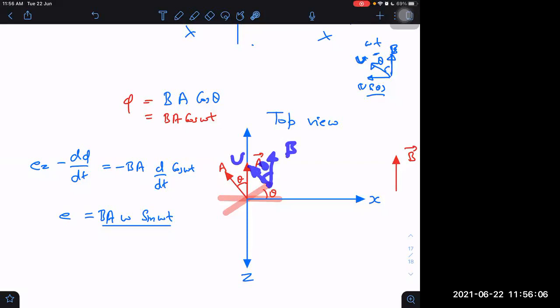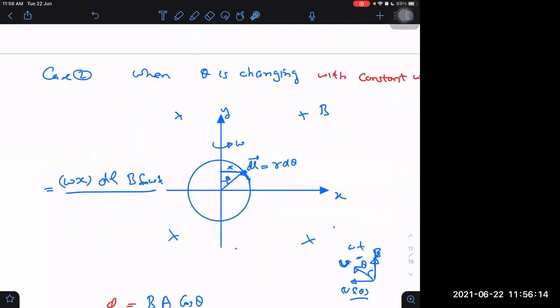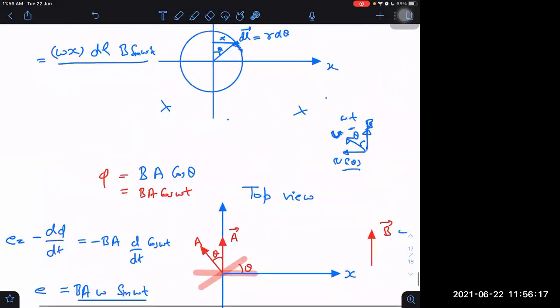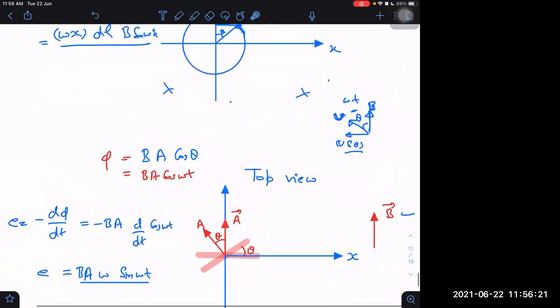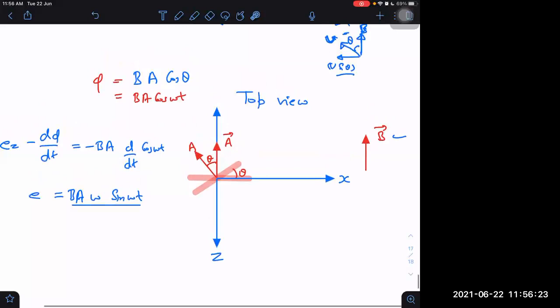But DL has some other direction. So DL also has to have a vertical upward direction. Means DL should be along the y axis, I can say dy. Right or not? DL should be along y.